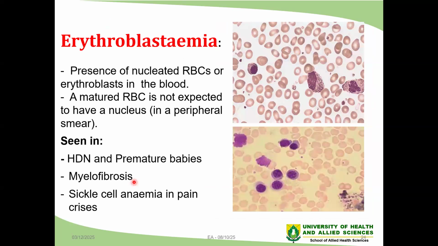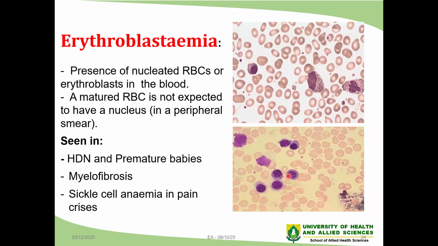Then we have erythroblastemia. This is the presence of nucleated red cells in the blood film. We see one here, a nucleated red cell. And then these are also nucleated red cells. Like I had mentioned earlier, when red cells mature, they are not expected to have a nucleus. So if you find red cells with nuclei in the blood film, then it tells you that something is seriously wrong, and you need to find out exactly what.